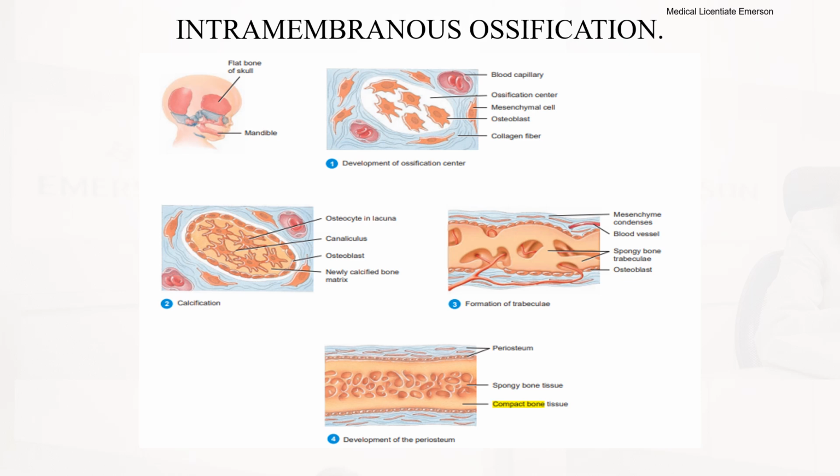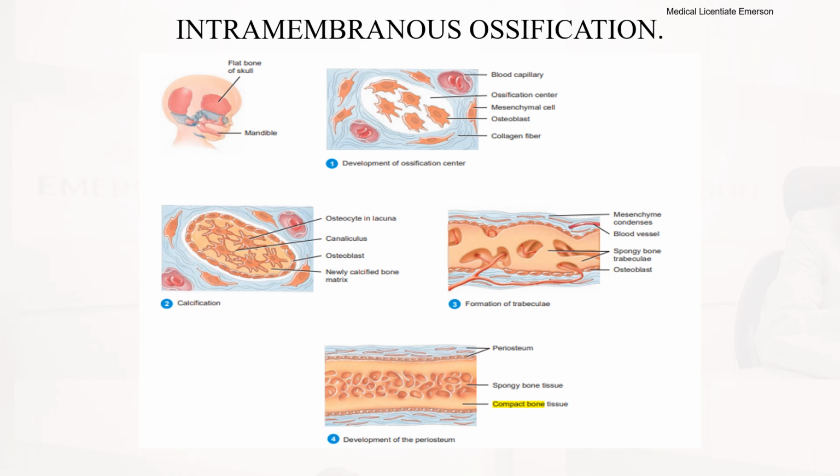For example, the mandible or flat bone of the skull, where the development of the ossification begins in the center, where the osteoblasts have been surrounded by the collagen fibers. Okay, and the mesenchymal cells outside, then the blood capillaries outside. Then after that, the calcification is going to begin. So the osteocyte will be in the lacuna and the canaliculus. Then the osteoblast will surround the osteocytes. Then there will be a newly calcified bony matrix.